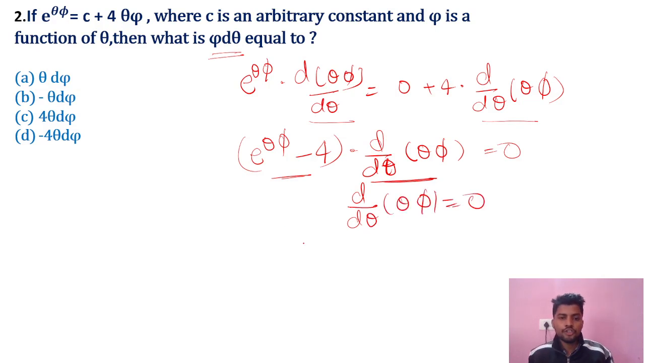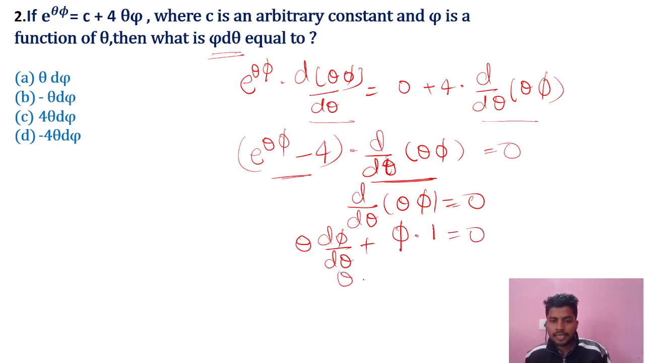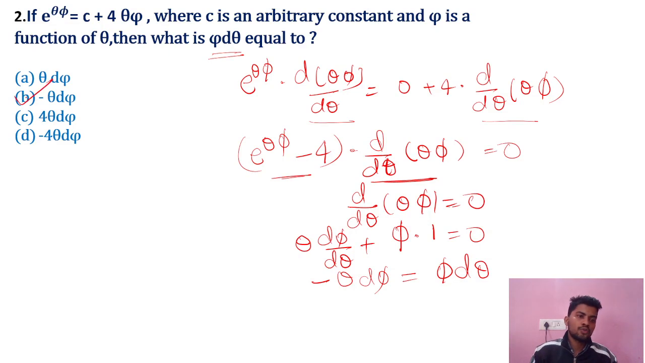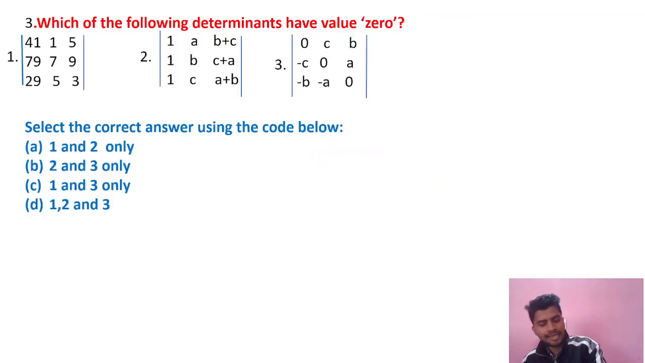Now we will differentiate it. So u constant, v differentiation, plus phi constant into d theta by d theta, which is 1, is equal to 0. Now theta into d phi, or minus d theta into d phi, is equal to phi into d theta, and that is what we have to calculate. So option B is the correct answer. Okay, let's move to the next question.